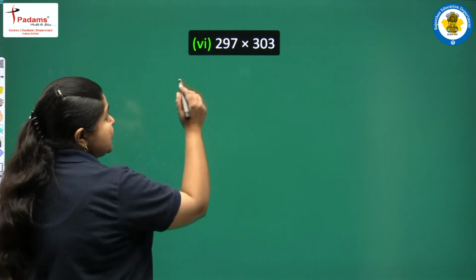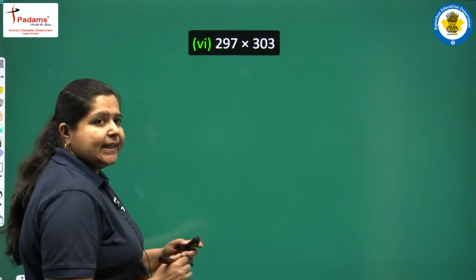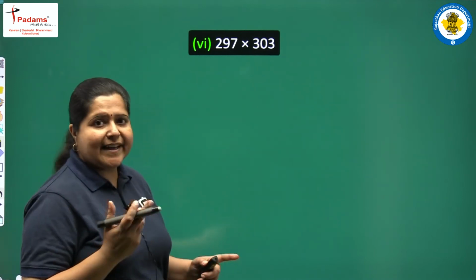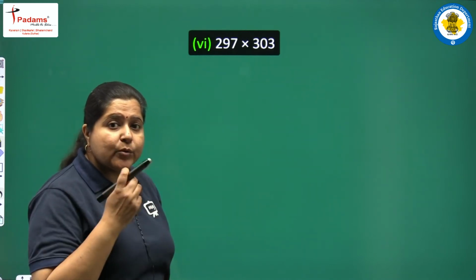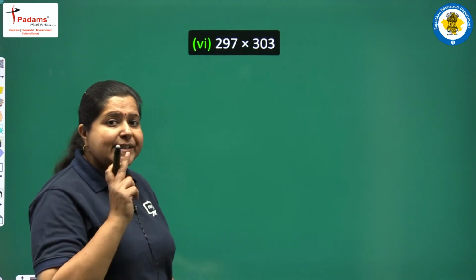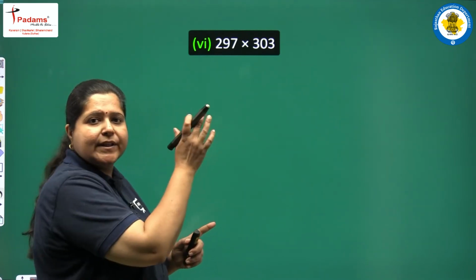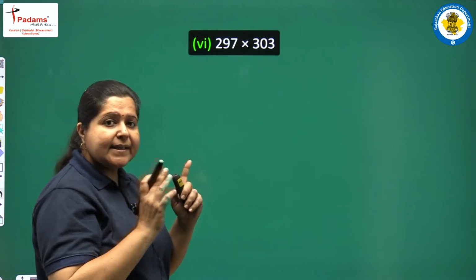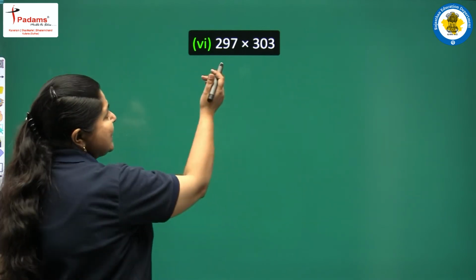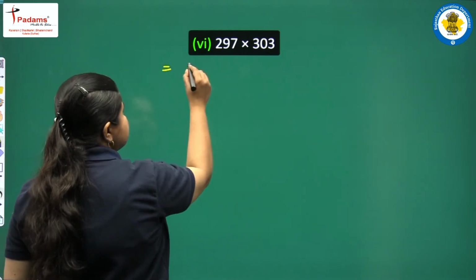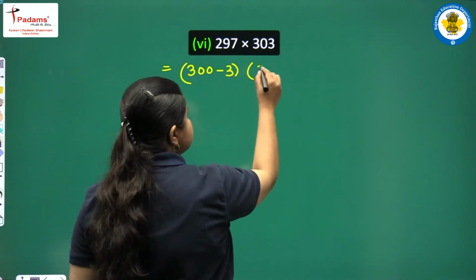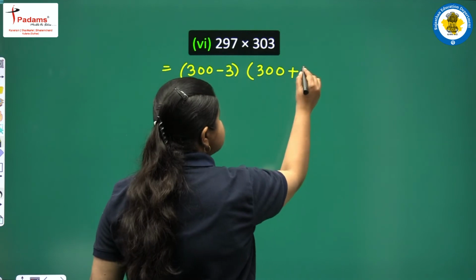Next we have 297 into 303. Now here we have two different numbers. And of course we can multiply these numbers and get the answer, but we want to get the answer quickly, and that too with the help of one identity. So think of a number which ends at 0 and is close to both these numbers. You will find it equal to 300. 297 can be written as 300 minus 3 and 303 can be written as 300 plus 3.